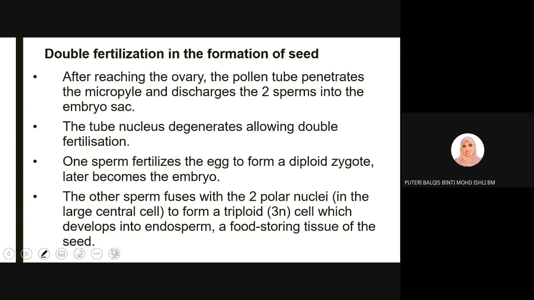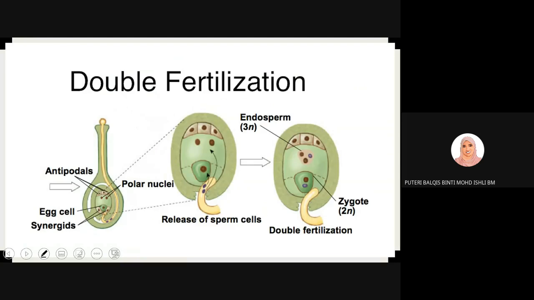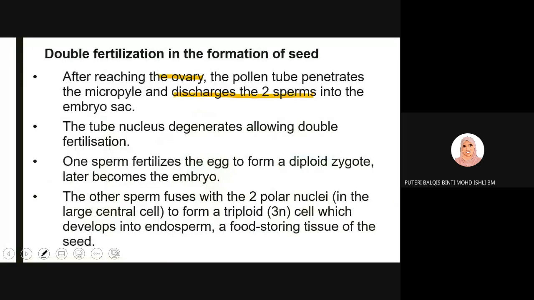Dua sperm tu nak pergi mana? Okay, dah sampai ovary, it will discharge the two sperm. Masuk je dalam ni, mana dia? Masuk je dalam ni, okay. Dia akan discharge the two sperm. Maksud dia akan release dua sperm tu. Tube cell akan degenerate. Maksudnya tube cell akan hilang. Okay, habis dah function dia. Dia akan hilang. Tube cell will degenerate, allowing double fertilization.